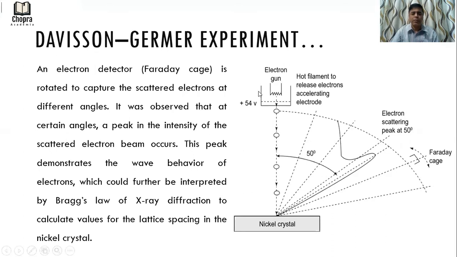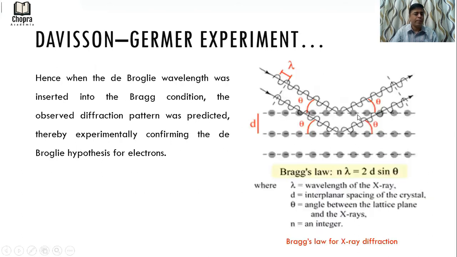We see the diagram here. This is the electron gun, and here you have Faraday's cage to observe the electrons, and that is how we continue. Hence, when the de Broglie wavelength was inserted into the Bragg's condition, the observed diffraction pattern was predicted, thereby experimentally confirming the de Broglie hypothesis for electrons.